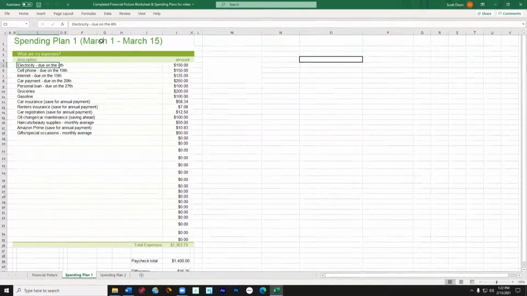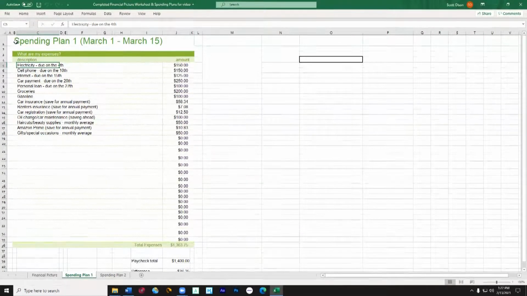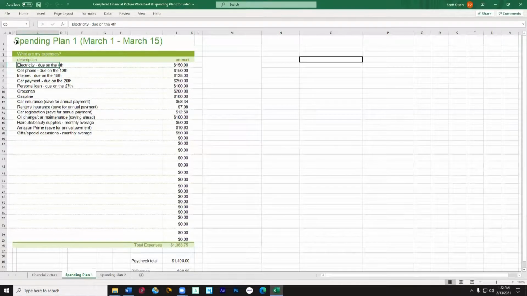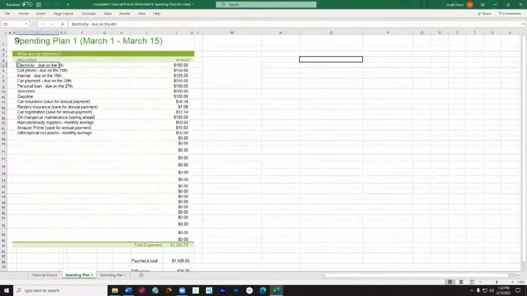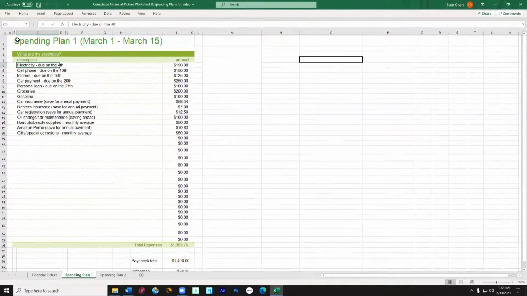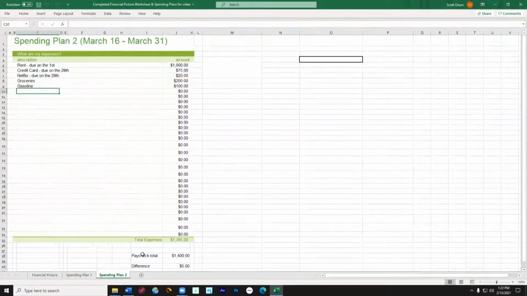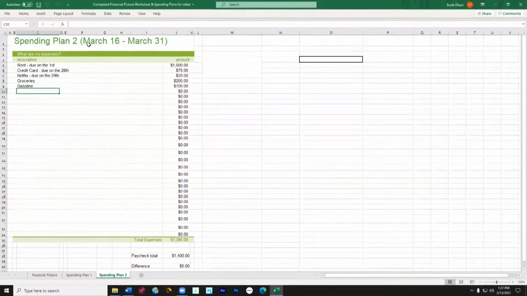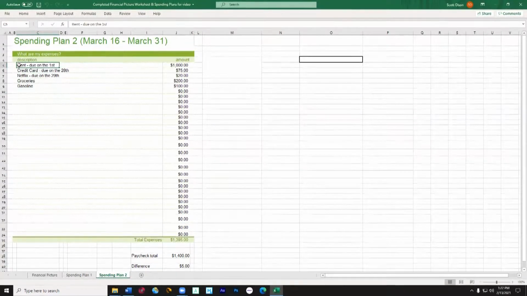But that is not the way that I'm going to do it, because if you need to pay your rent on the 1st, you don't want to cut it that close. If something happens with your check, you could end up being late on the rent. And the goal here is to always have your money waiting for the bills instead of the other way around. So I chose to put the rent on the second spending plan, which is March 16th through the 31st. That way, you always have your rent set aside 2 weeks before it's due.